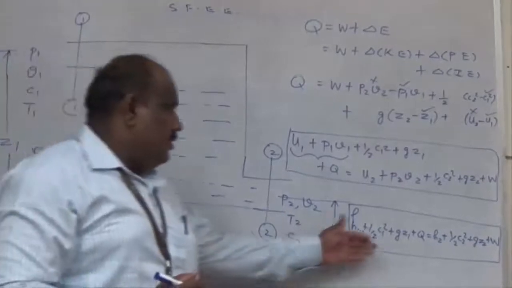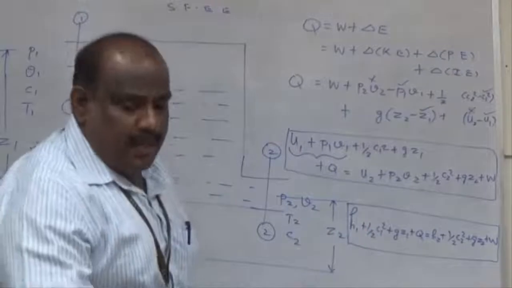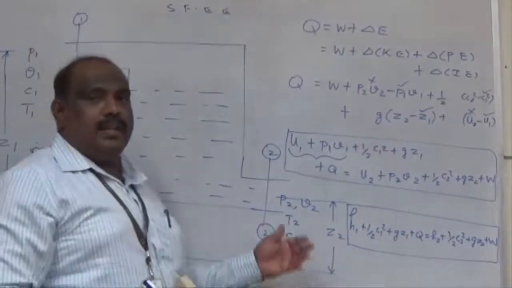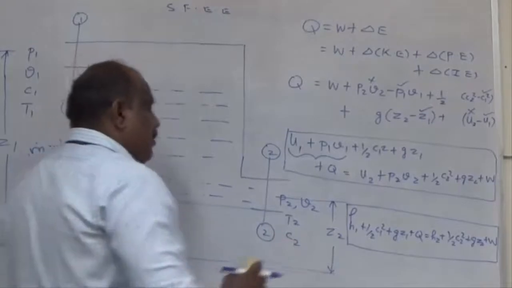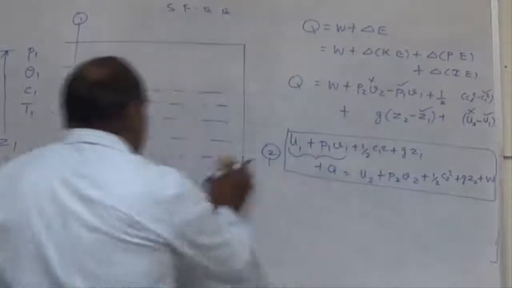Let us deduce this steady flow energy equation for various applications like what we saw in the earlier class: nozzle, diffuser, turbine, compressor, fan, pump, and heat exchanger, as well as the throttle valve.